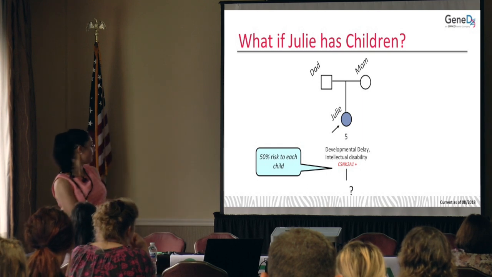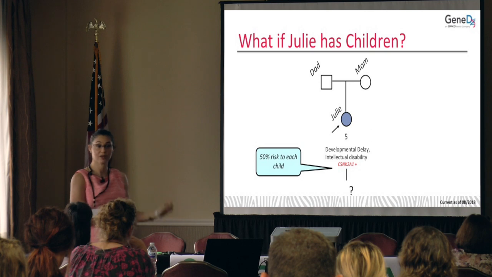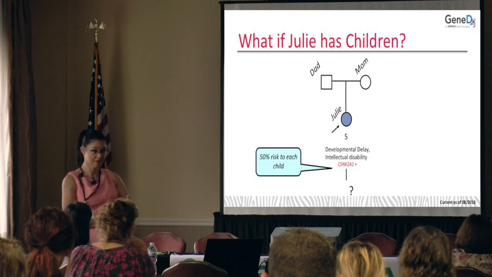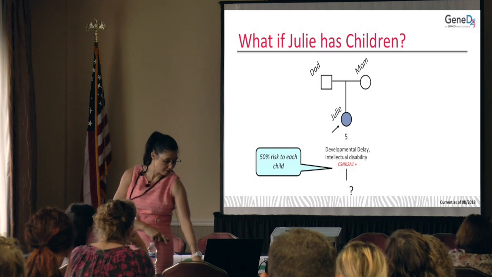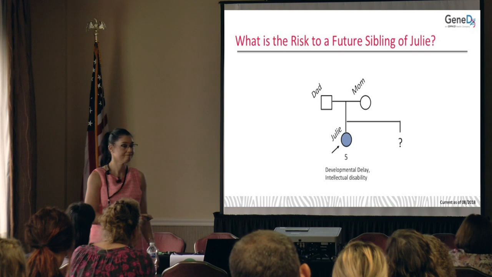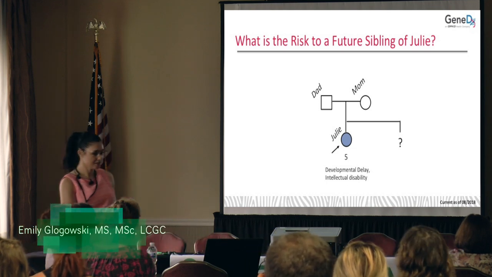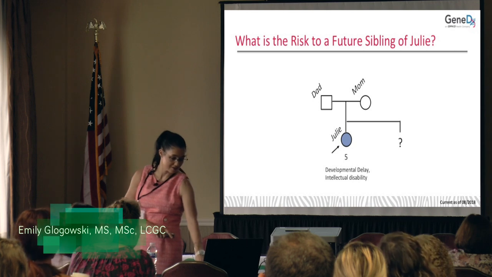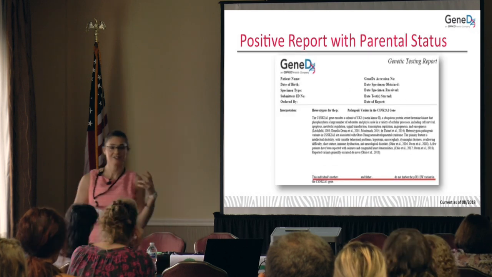We talked about then if Julie ever has children, what her risks would be. Each child would have a 50-50 chance of having it. But then, let's say mom and dad are interested in having further children. Could that happen again? Well, that's where it gets tricky, right? We want to test mom and dad, see if they carry it, even though they don't have any clinical symptoms.